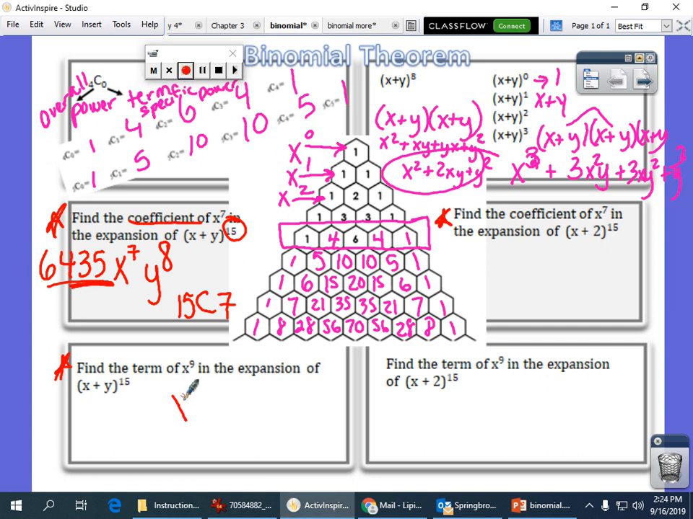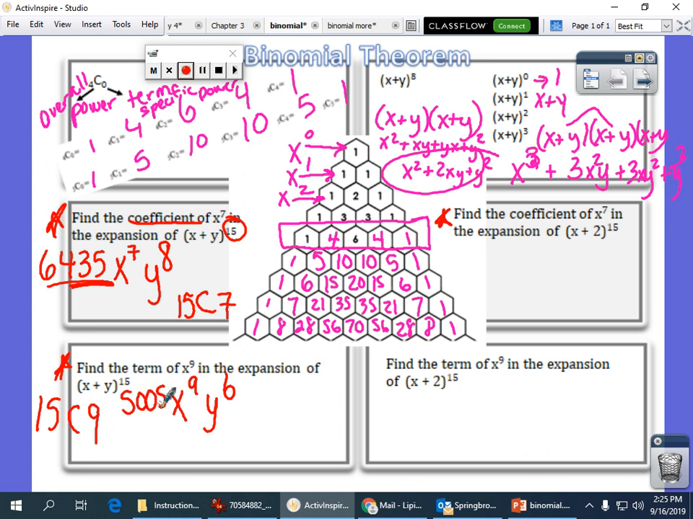Did you get x to the 9, y to the 6? Did everyone get that? If not, speak up so I can help you, please. Don't be scared. I'm doing the bottom one. So x is 9, y is 6. I have not done the coefficient yet. Are we good with the powers? Can someone tell me the code? What's the code? And what do you get? 5,005?